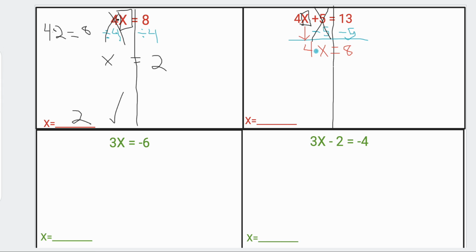4 is being multiplied by x. The opposite of multiplication is division. So just like in the last problem, we are going to divide both sides by 4. Four divided by 4 is going to cancel out. 8 divided by 4 is going to give me 2. So I have here x, once again, equals 2.